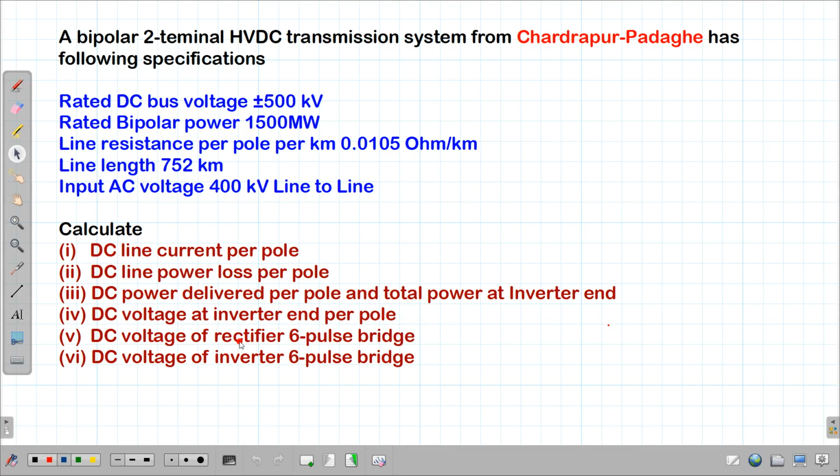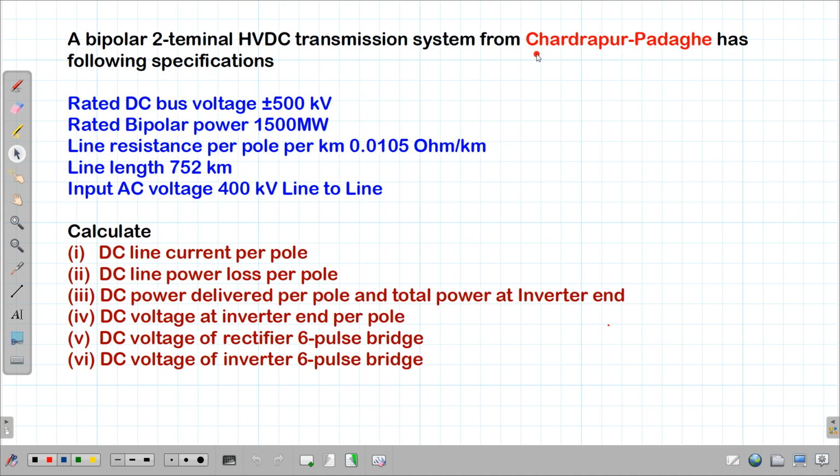Read the statement of today's problem. A bipolar HVDC transmission line system from Chandrapur to Padge. This line is installed in Maharashtra from Chandrapur to Padge. The specifications of these lines are given.